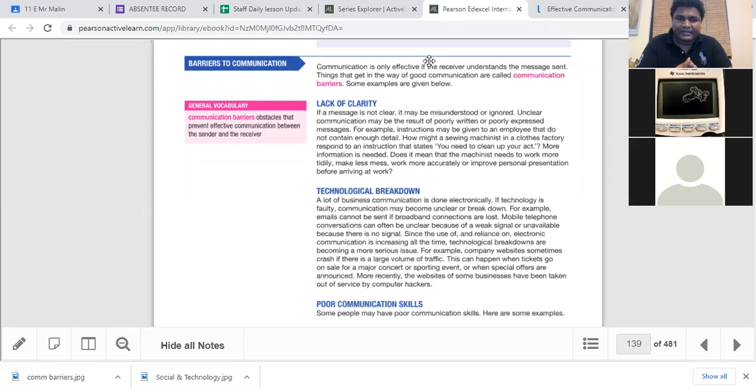They are giving examples here. Instructions may be given to an employee that do not contain enough detail. How might a sewing machinist in a clothes factory respond to an instruction that states, you need to clean up your act? More information is needed. Does it mean that the machinist needs to work more tidily, make fewer mistakes, work more accurately, or improve personal presentation before arriving at work? So sometimes a message can be not clear. There are certain examples in history also.